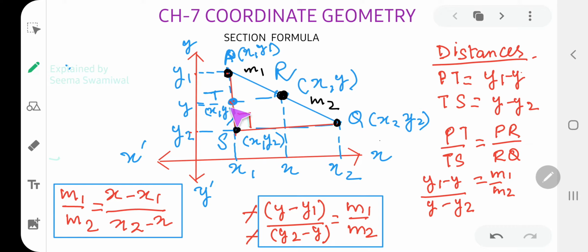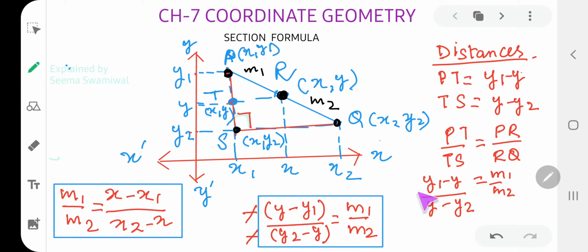That means PT by TS must be equal to PR upon RQ. PR is m1 and RQ is m2, so in place of PR and RQ, I will write m1 and m2. And in place of PT, the distance that I have calculated, that is y1 minus y, and TS is y minus y2. So therefore, the ratio m1 is to m2 is equal to y1 minus y, y minus y2.